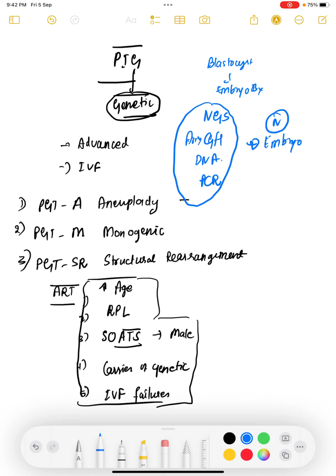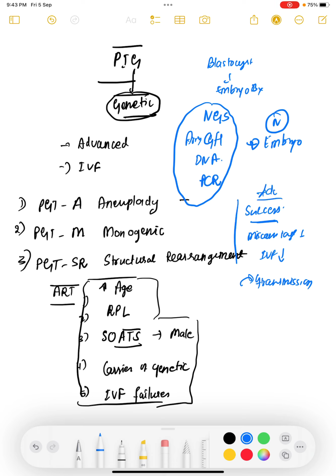Because of doing this, we have a very good success rate in IVF, and because of this we are not transferring any genetically malformed embryo, that's why the risk of miscarriage also reduces. Repeated IVF failure has been reduced, and transmission of genetic diseases is also going to reduce. These are the advantages.